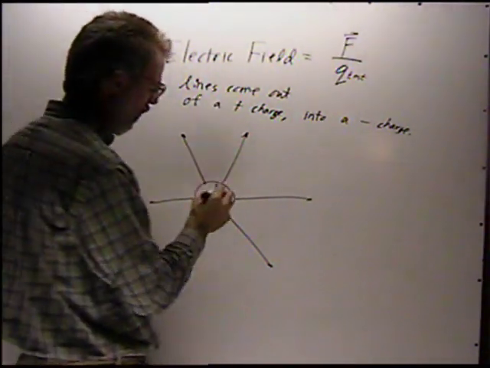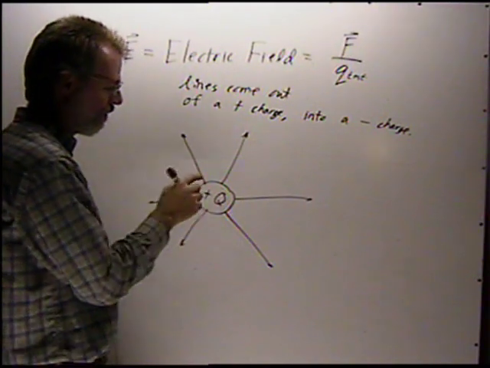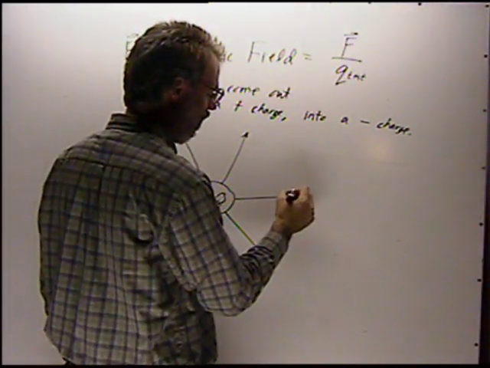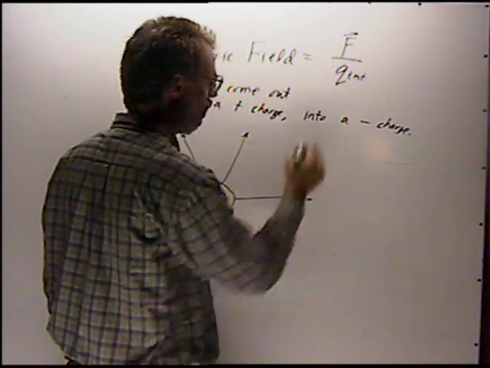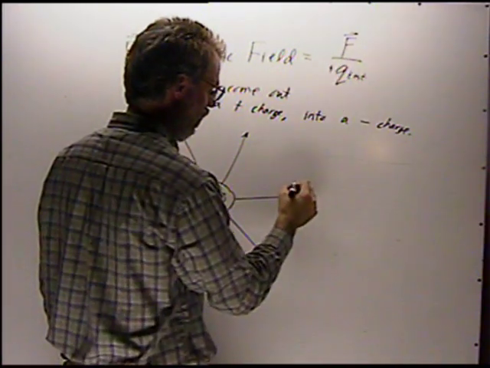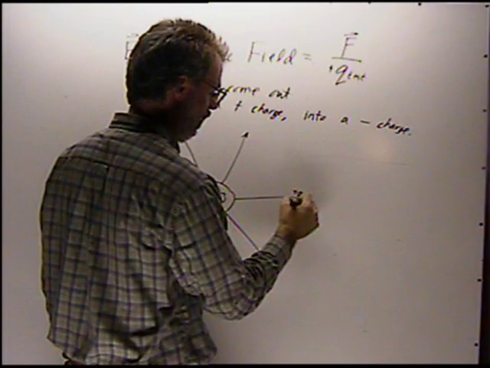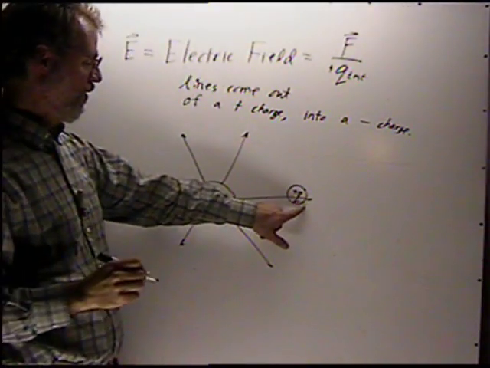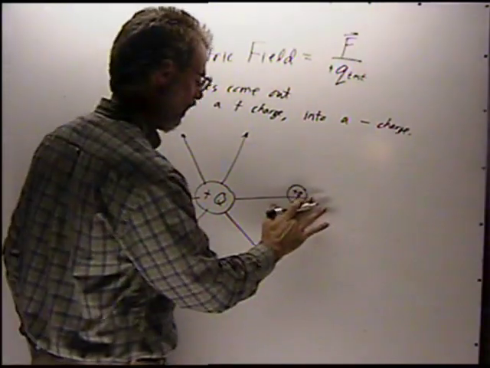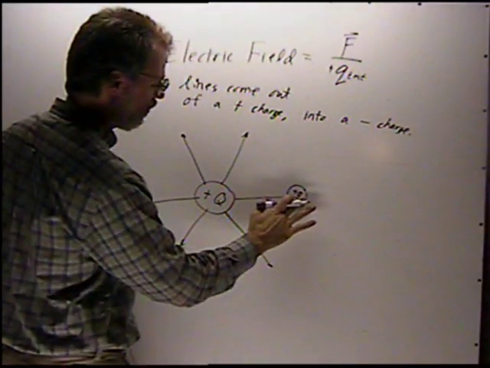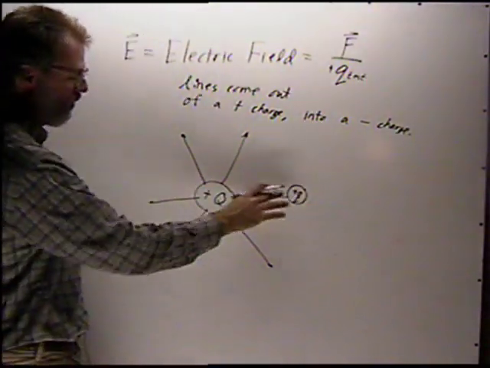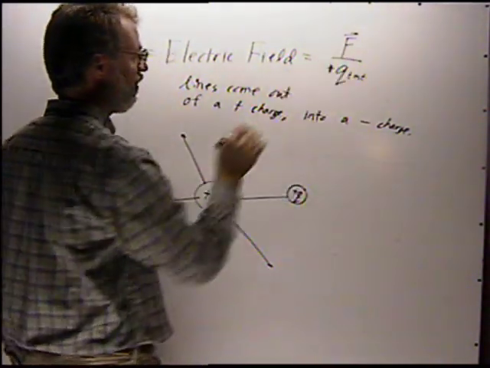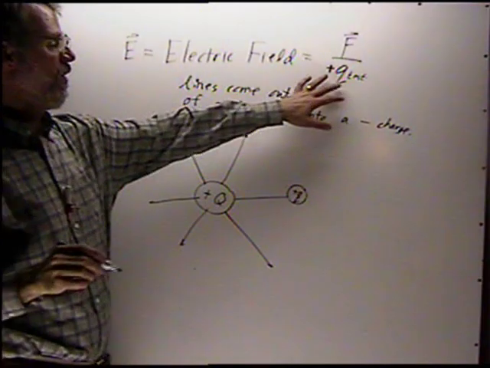Okay. But the way it works is this. Suppose this is a really, really big charge, and I put a very small plus charge right here. This is a small little, what I'm going to call a test charge. This positive charge is always defined as what I call the test charge.